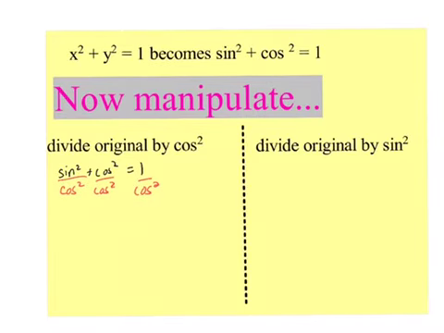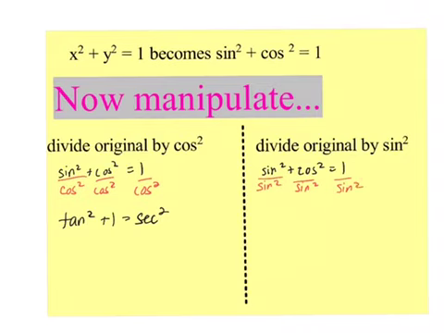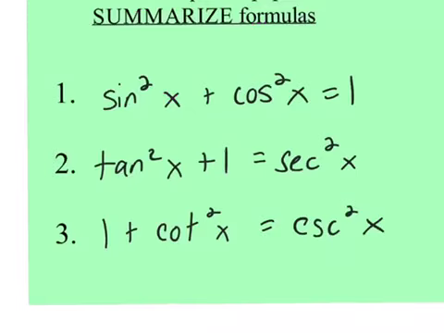Sine over cosine is tangent. Cosine over cosine is 1. 1 over cosine is secant. Since they're squared, they stay squared. Likewise, if we take the sine squared plus the cosine squared equals 1, definition of a circle, and now divide everything by sine squared, my new answers become 1 plus cotangent squared, and then recall 1 over sine squared is cosecant squared. Here is your summary.